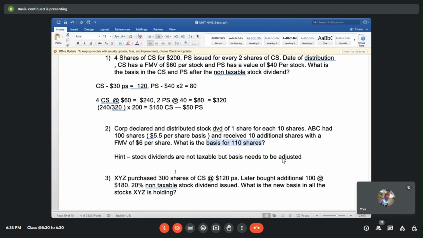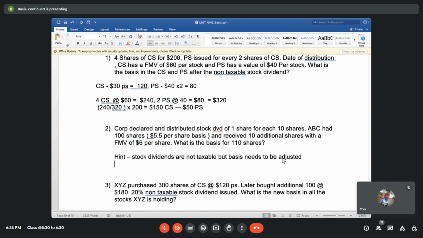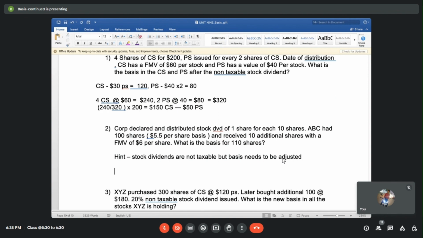Stock dividends, we are not taxing it, okay? It is not taxable. So we are not going to take the fair market value of 6 times 10 is 60. This is not taxable. So what we are doing is actually very simple. What is the total value on hand? The basis will not change. I mean the basis per share will change, but the total basis will not change. What is the total basis?